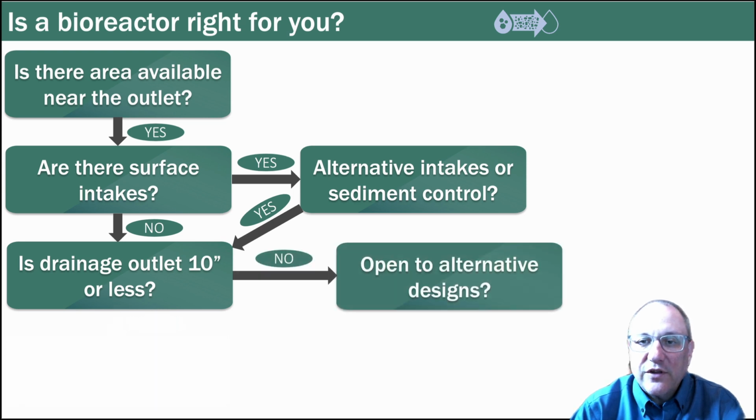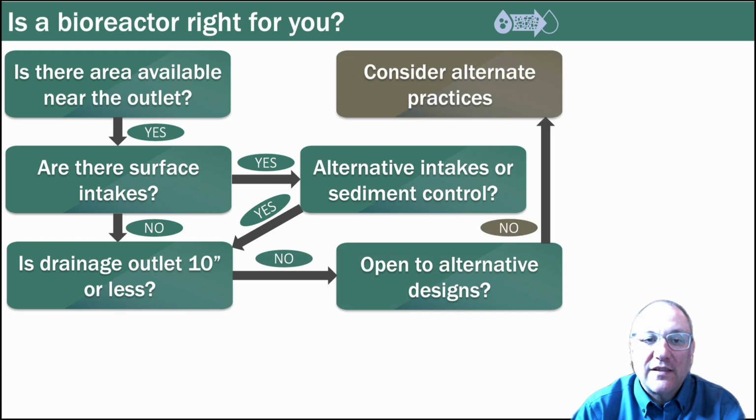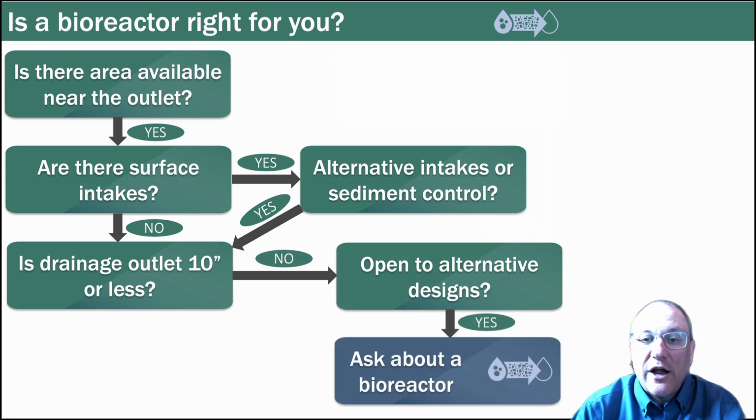If the outlet is bigger than 10 inches, then alternative designs such as dual or multi-chambered bioreactors could be considered, but those are going to come with more expense, they're going to require more area, and they'll take more management. So if the landowner's not open to that, then another practice should be considered. But if they are, then a bioreactor could still be a consideration.